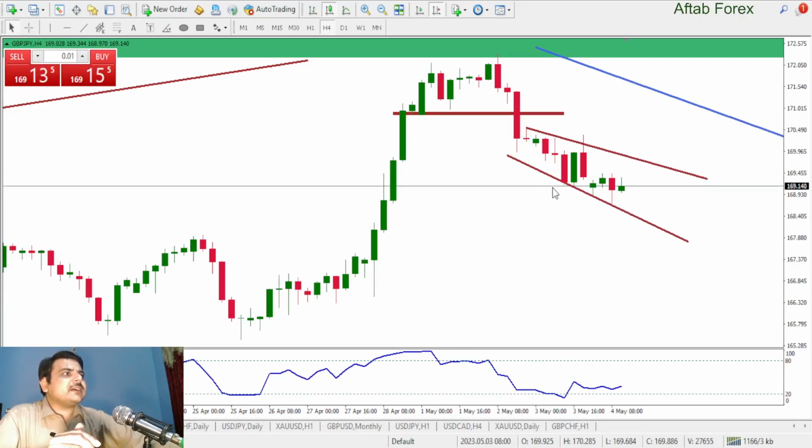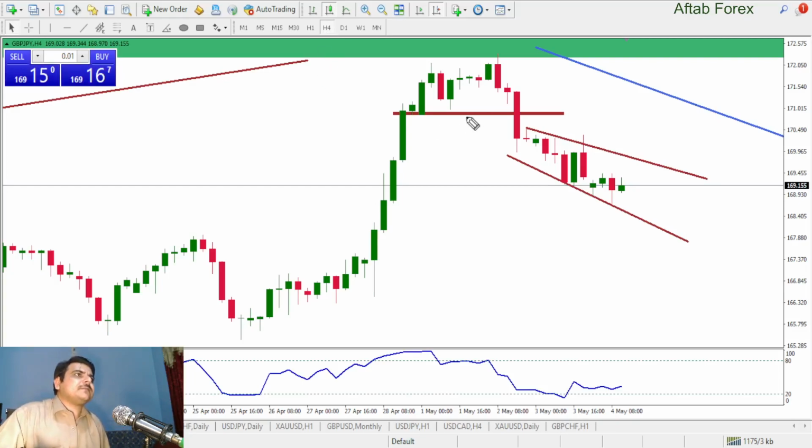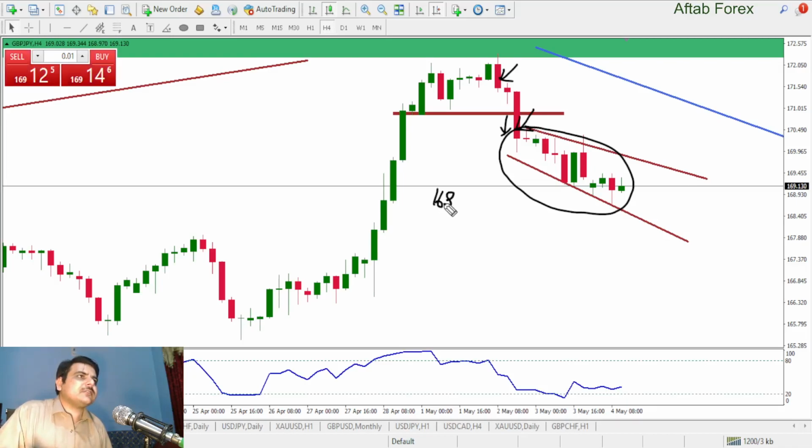So sort of like a triangle, you can say. If you see, this whole thing really started from right here, very simple. This was the day trading signal, a sell from right here towards this 168 zone, right?